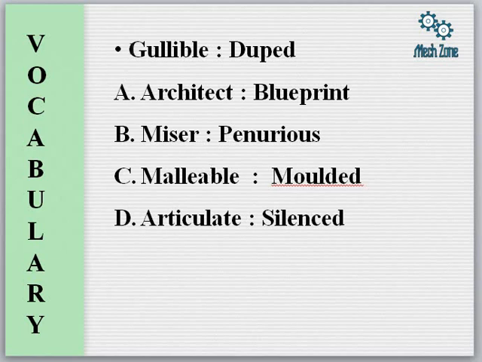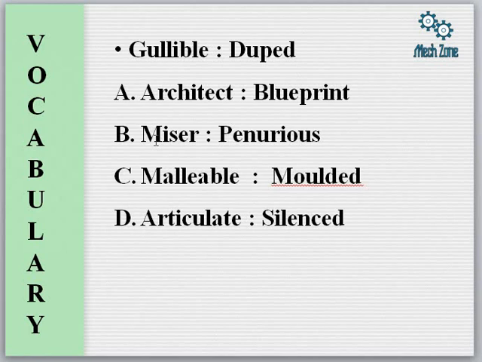So, if we look at the question, these two words are actually antonyms of each other. Gullible means someone who can be easily cheated. Duped means someone who cannot be easily cheated. So we have to look through the options where we get the opposite relationship between the two words. Architect is to blueprint. This does not make very good sense because an architect generally uses a blueprint to generate his drawings. So A is ruled out.